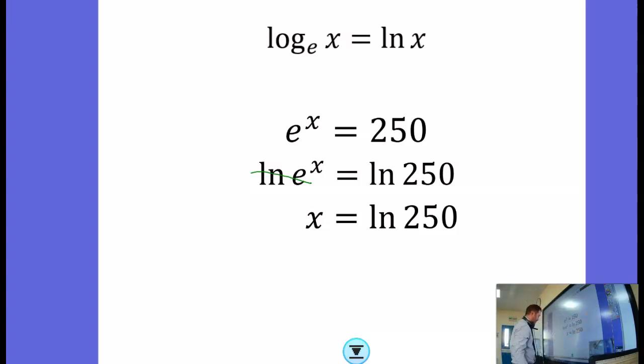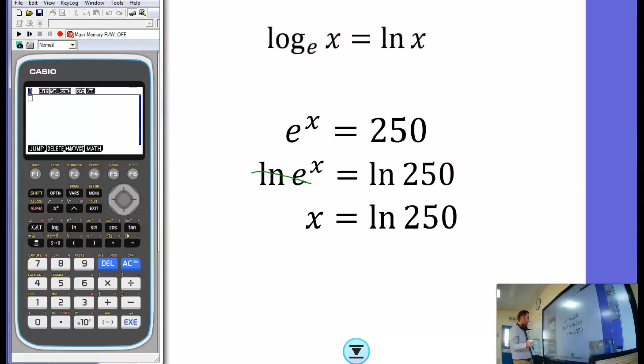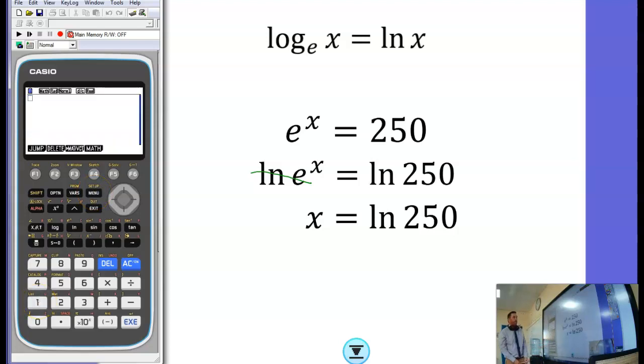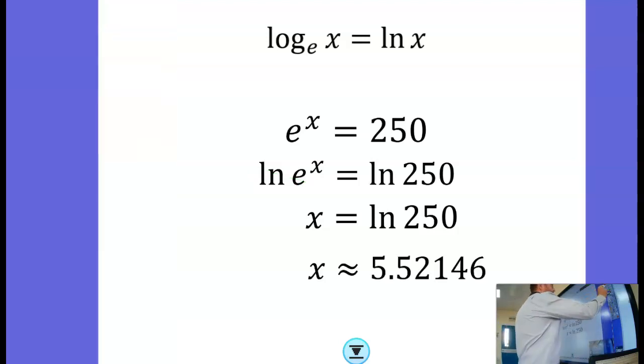And if we show how we work that out on a calculator, I've just gone in my menu here to number 1, and we're going to say ln, that button in the middle there, 250, and it's as easy as that. And it gives us this answer, 5.5214 something. So we get x is roughly 5.52146. And it's worth being able to check that as well.